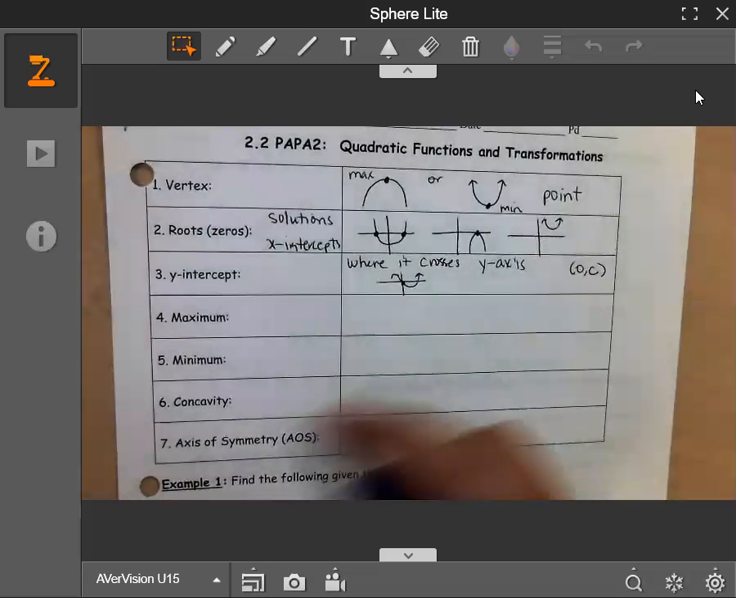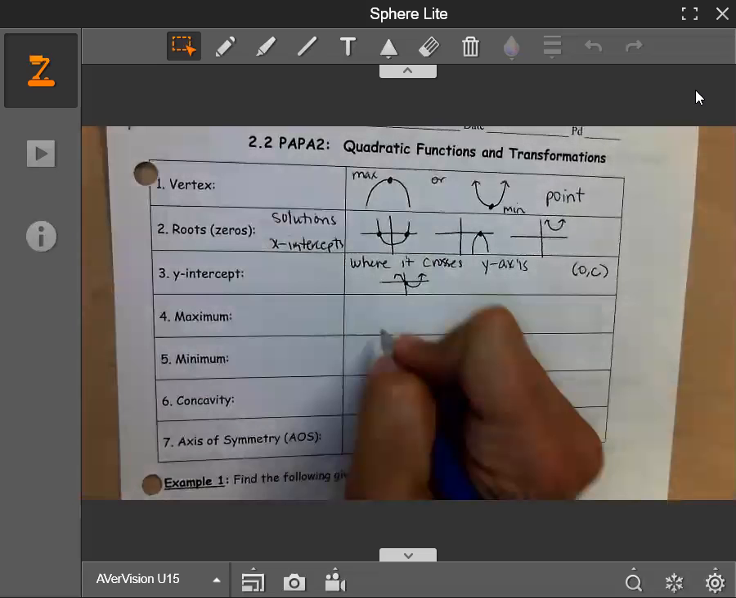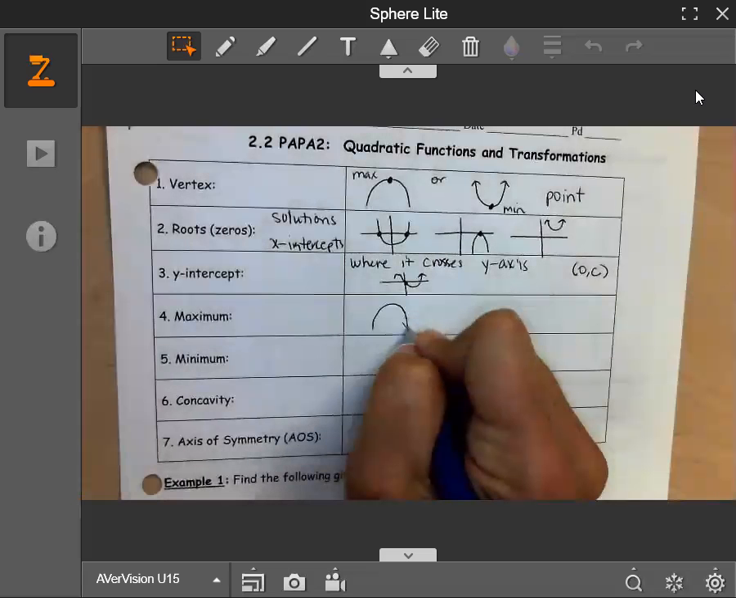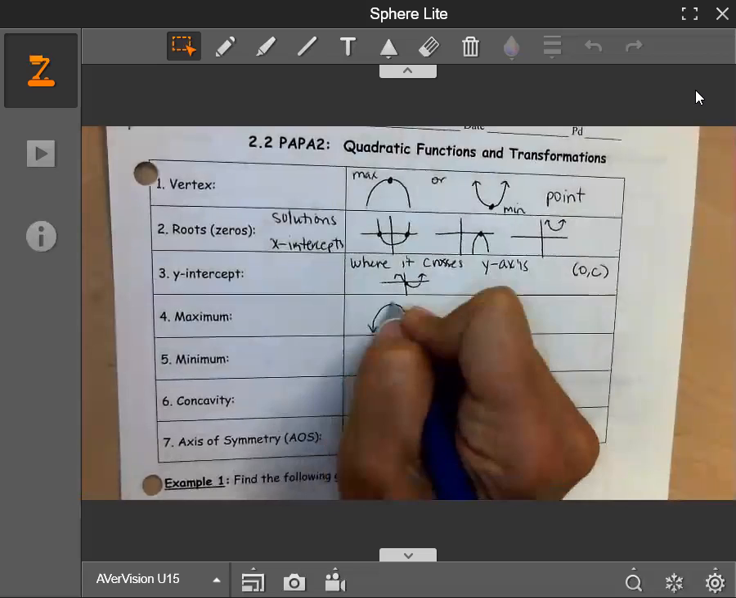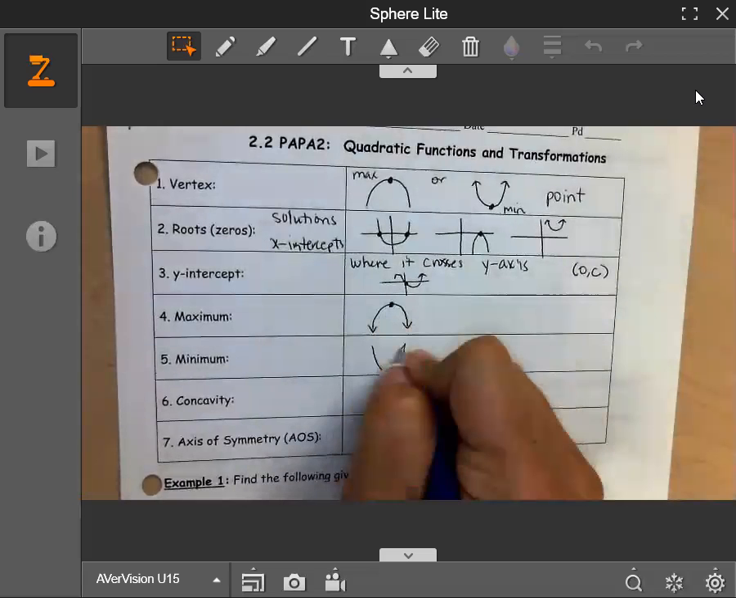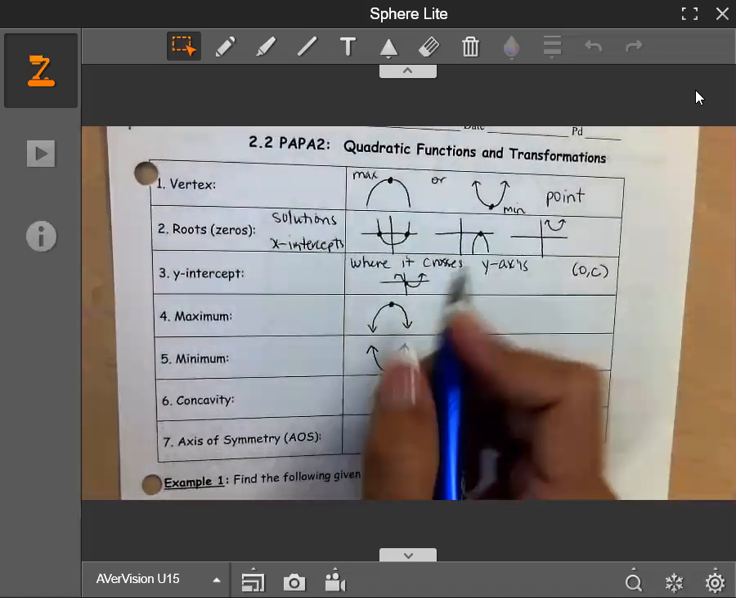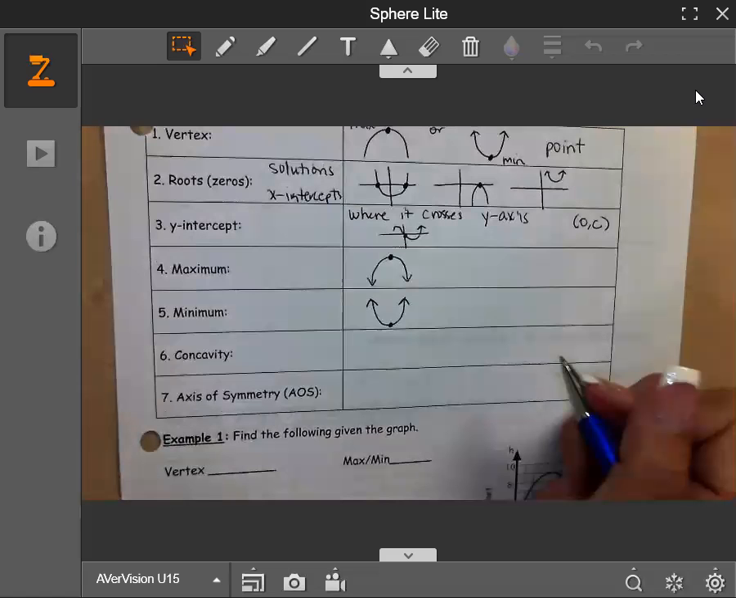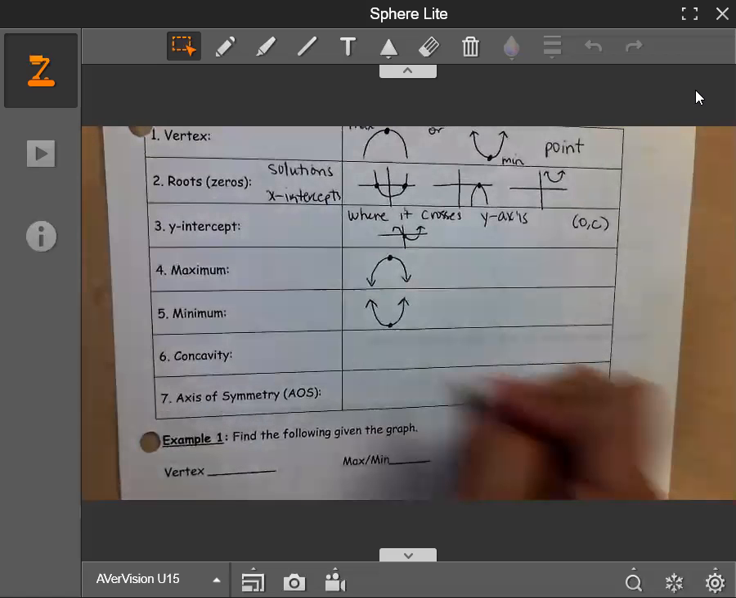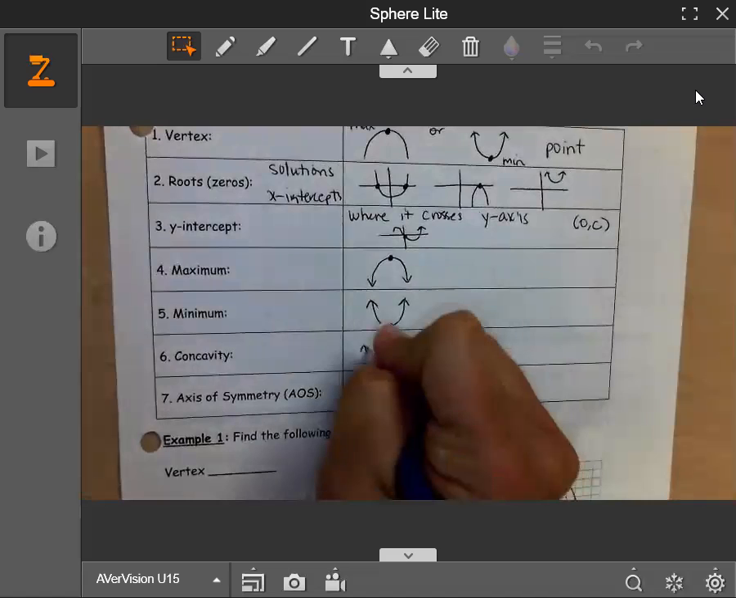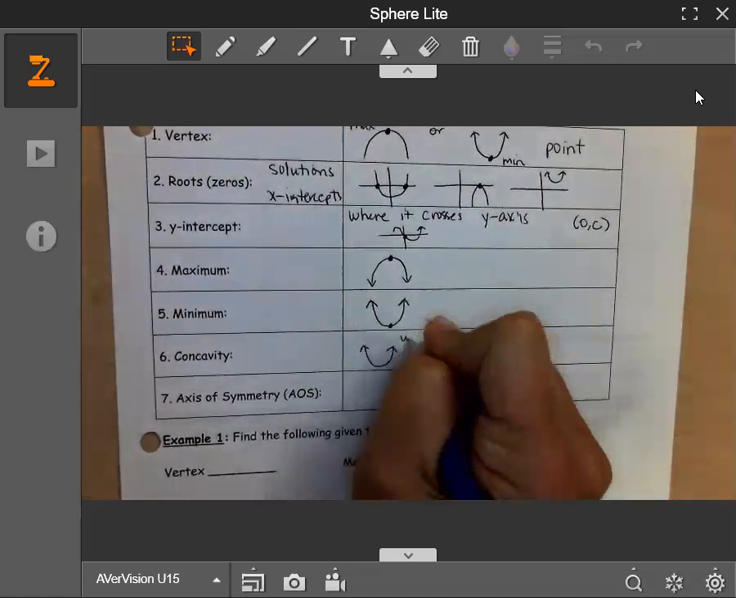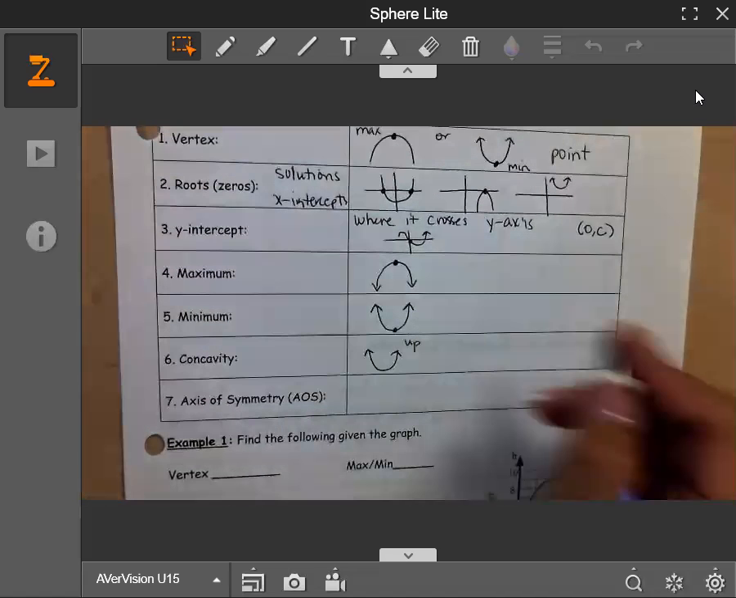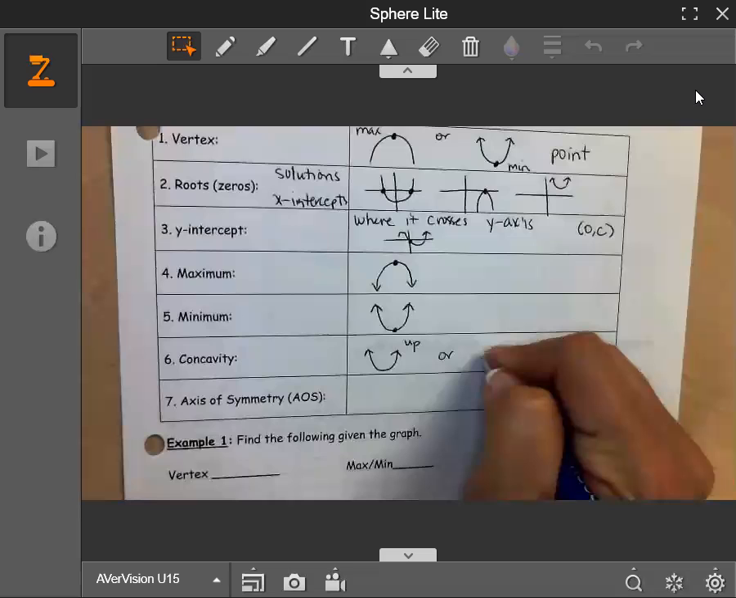All right, for our maximum, we talked about that. On a quadratic that opens downward, our max point is this right here. A quadratic that opens upward only has a minimum point right there. So this would be a max quadratic, this would be a min one. Our concavity is which direction it opens. And so it is up if our quadratic opens up, or down if it opens down.